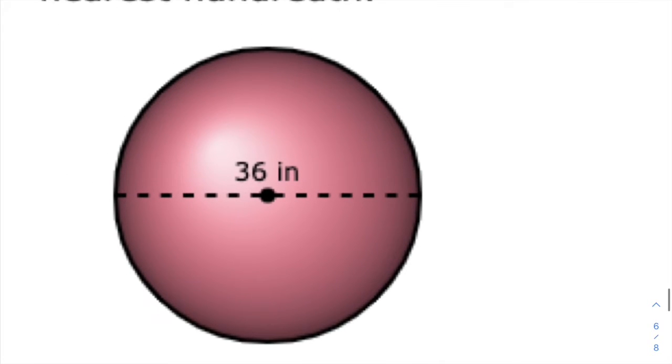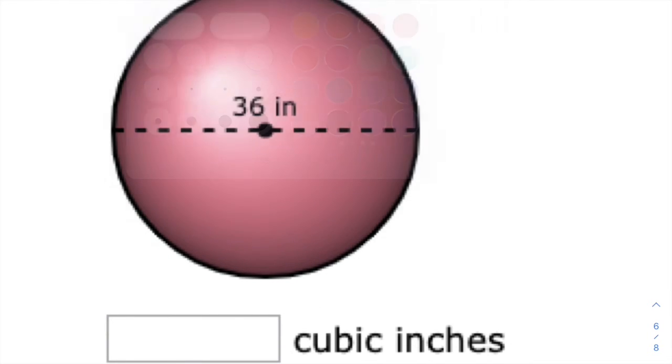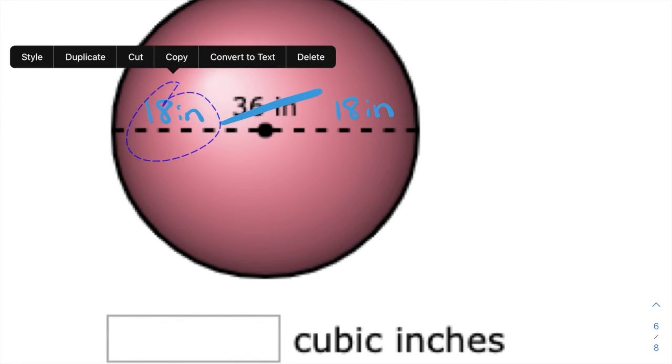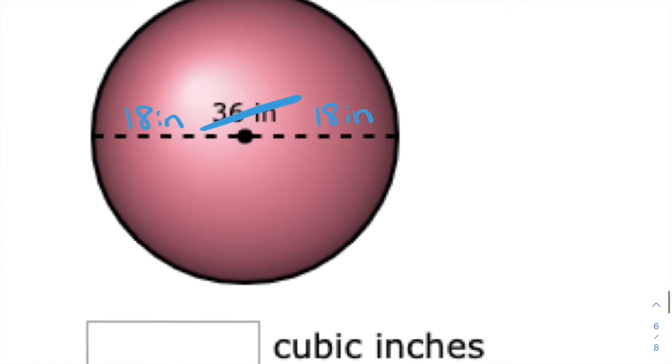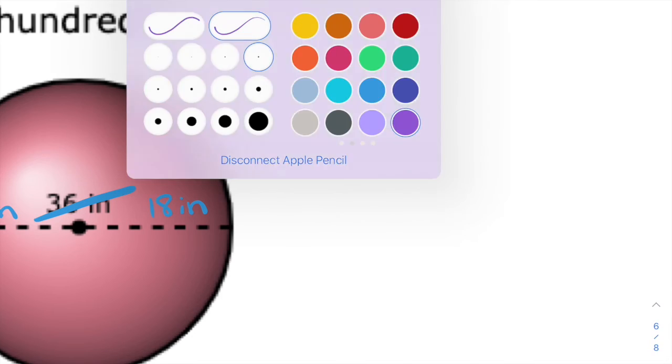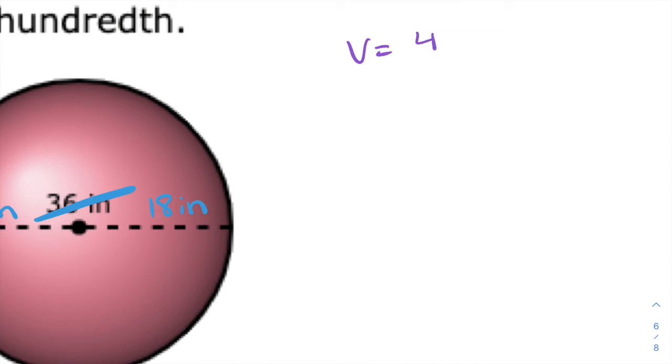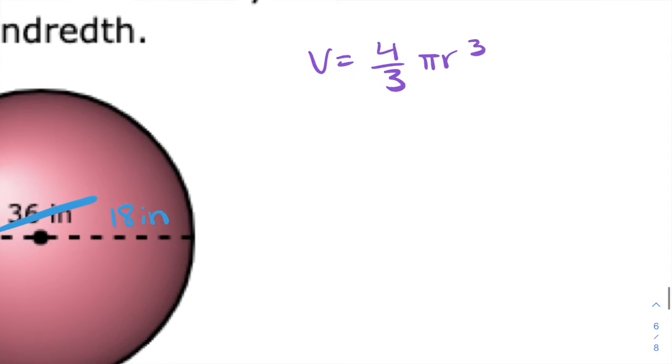This one I was given a diameter, so I would just want to make sure I don't use the diameter, because I always need it to be the radius. So I divided 36 by 2 and got 18. So I have 18 inches and I have 18 inches. So volume is equal to 4/3 pi r cubed. This is only for the sphere, remember.